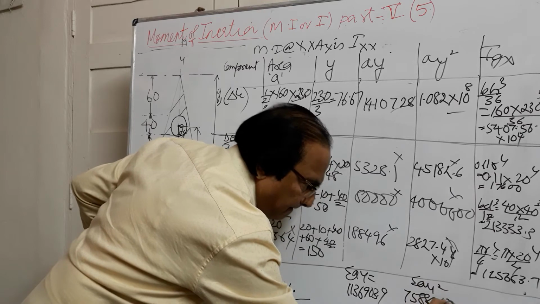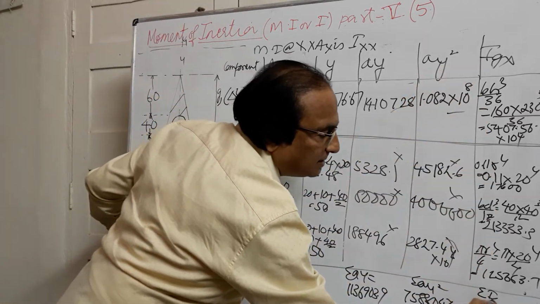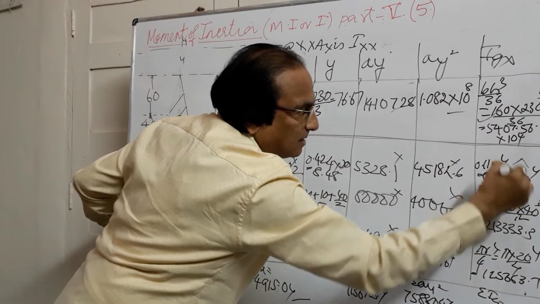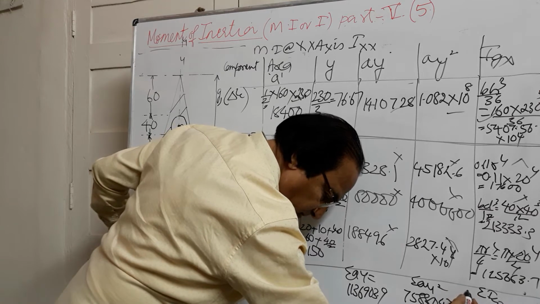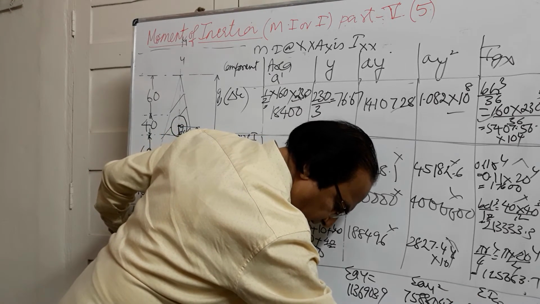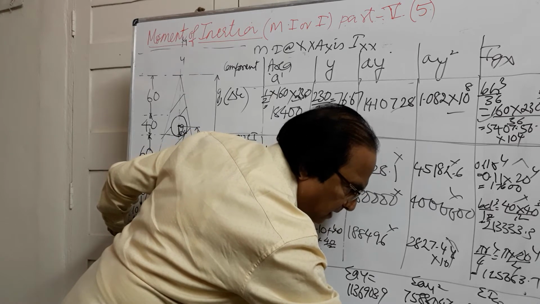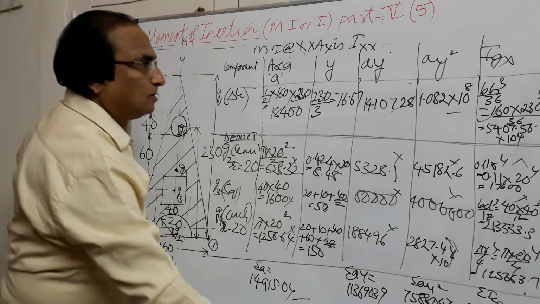you get 75880... Similarly, if I go for sigma I gx, this minus minus minus, if you simplify, you get 5371.9 into 10 to the power of 4.